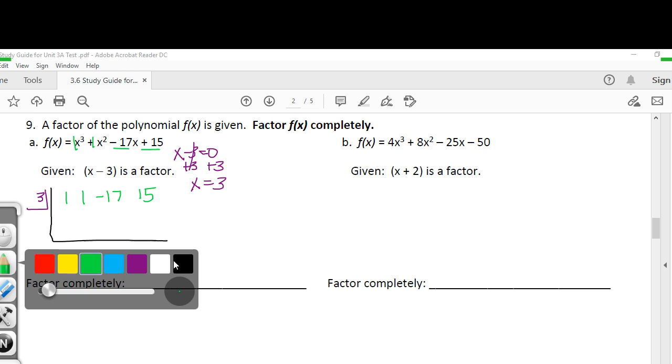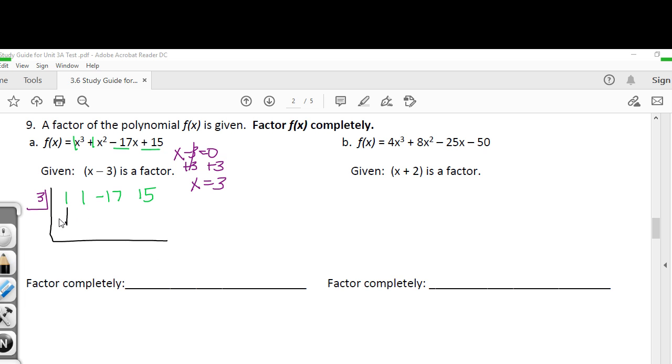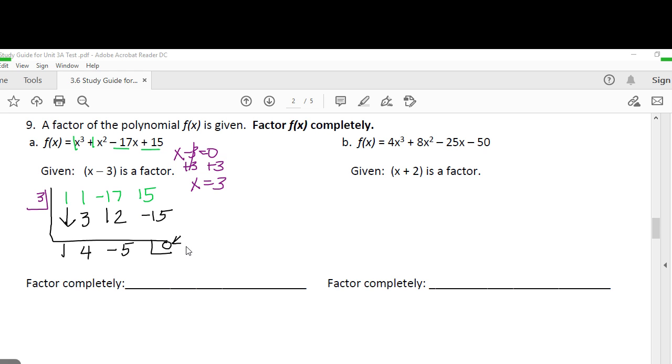I'm going to drop my first number, which is 1. So 3 times 1 is 3. 1 plus 3 is 4. 3 times 4 is 12. -17 plus 12 is -5. 3 times -5 is -15. 15 plus -15 is 0. This has to happen, okay, because what you have just proven is that x minus 3 is one of your factors.